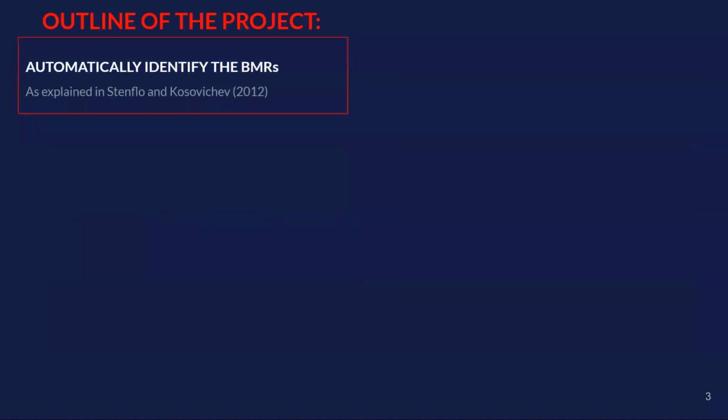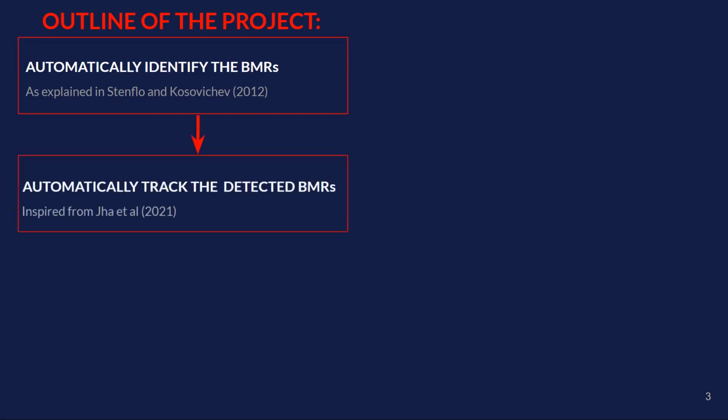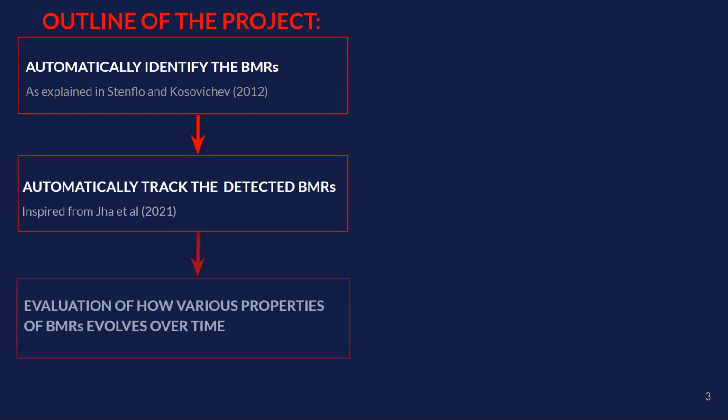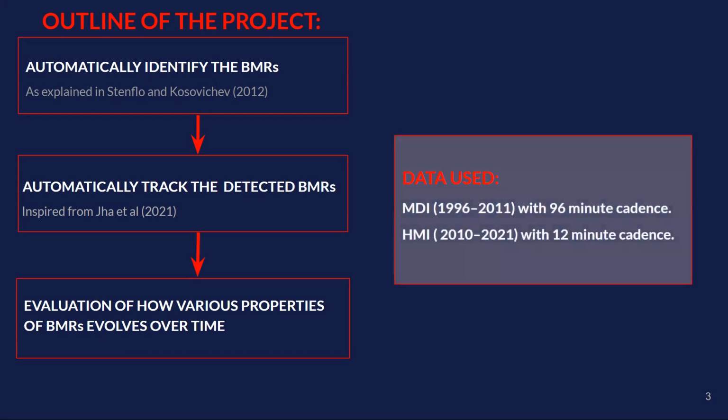This project is divided into three parts. In the first part, we will be automatically detecting the BMRs from line of sight magnetograms. We use the same method as followed by Stenflo and Kosovichev in 2012. After that, we have to track the detected BMRs. This part of the algorithm is heavily inspired by the work done by Jha et al. 2021. After tracking, we try to study how various properties of BMRs evolve over the course of their lifetime. In this project, we will be using the line of sight magnetograms from HMI and MDI.